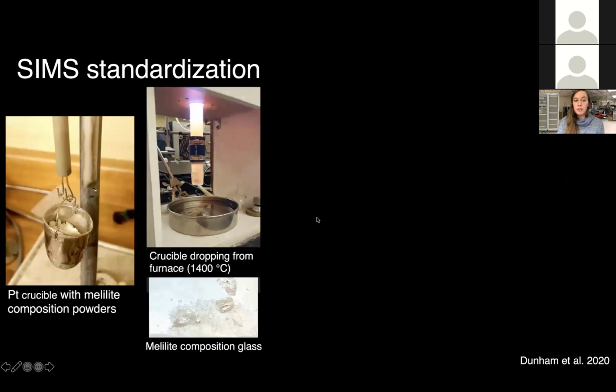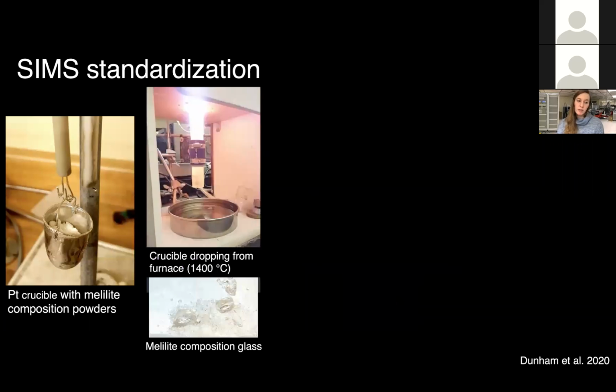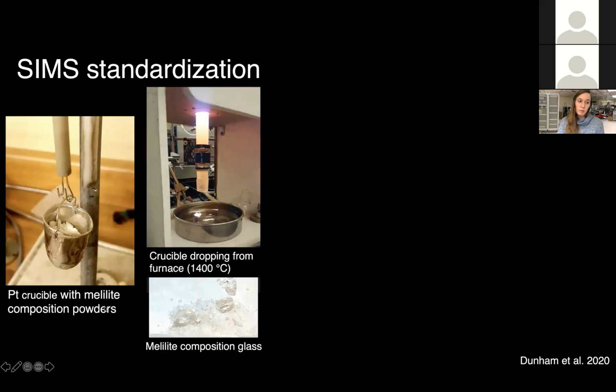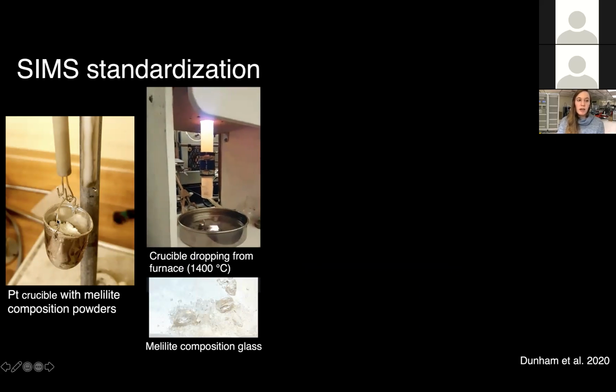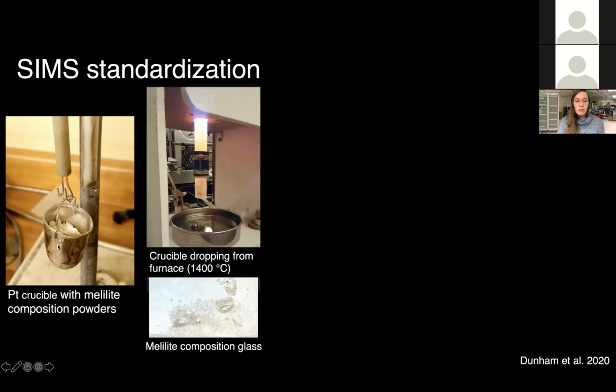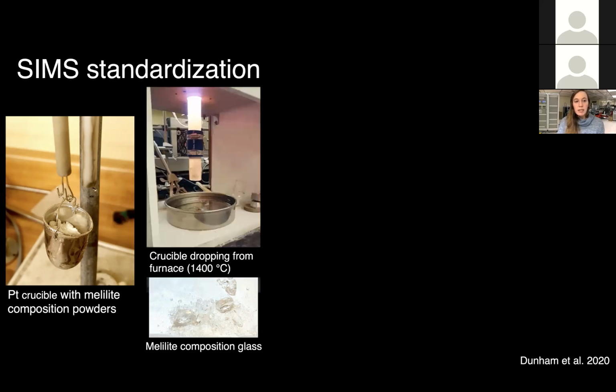So I made my own standard that had the composition of melilite, which is what I was measuring in my meteorite. To do this, I filled a platinum crucible with melilite composition powders, and then I put it in a furnace so that it could melt and then produce a glass. So this is just a fun little movie showing a sample that's up here in the furnace being dropped into a container of water so that it quenches into a glass immediately. So I'll just play that again real quick.